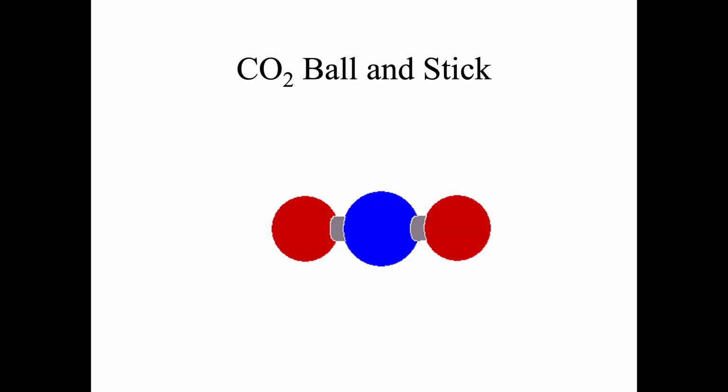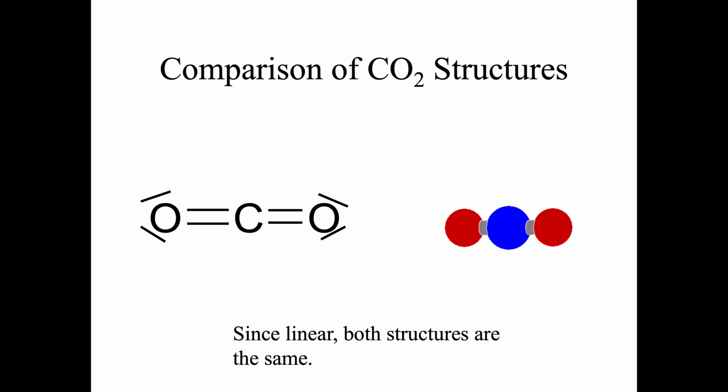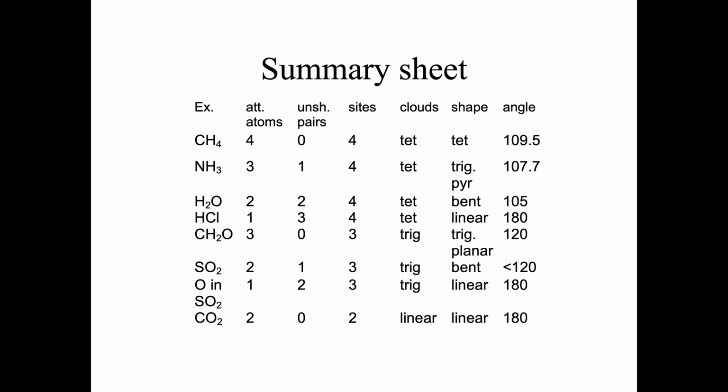All right, there's your ball and stick. Bond angle is 180. Okay. There's the space fill. That looks like a colorful hamburger. All right, so that's two sites. Okay, one more example, and then we'll summarize this and be done with it.